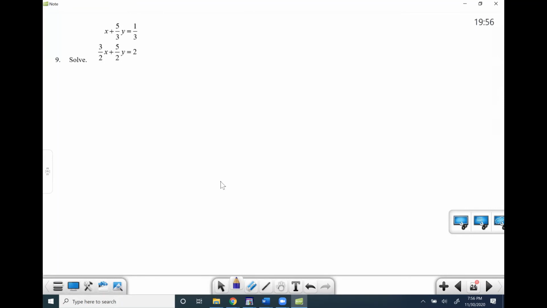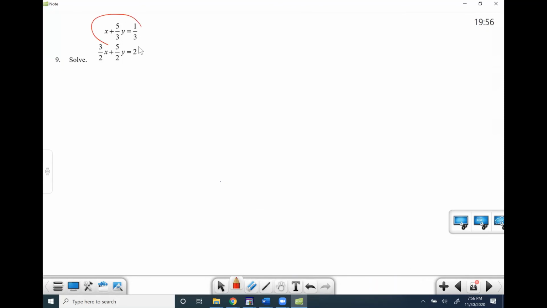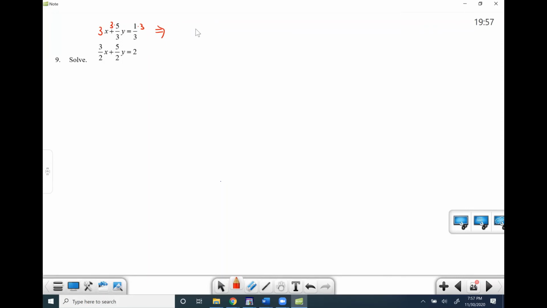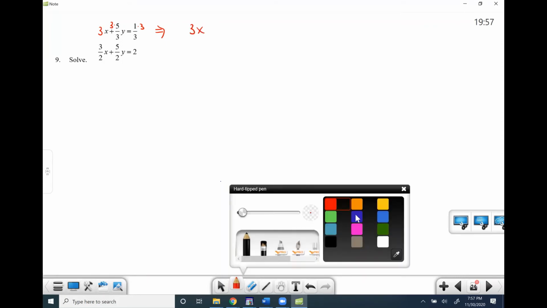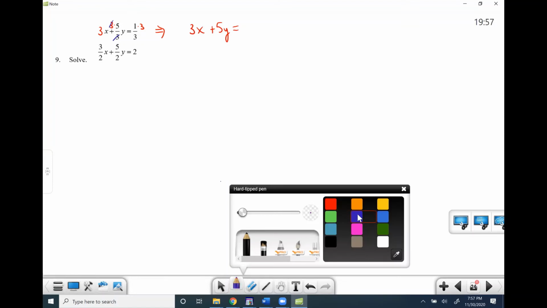So, we want to get rid of these fractions, you guys, because who wants to work with those? I mean, nobody. So what would we have to multiply by to get rid of the fractions on that top equation? Yeah. So everybody's going to get a 3 in the numerator. And so we're going to have 3x. And then 3's cancel here, so it'll just be a 5y. And then the 3's cancel here, so it'll just be a 1.